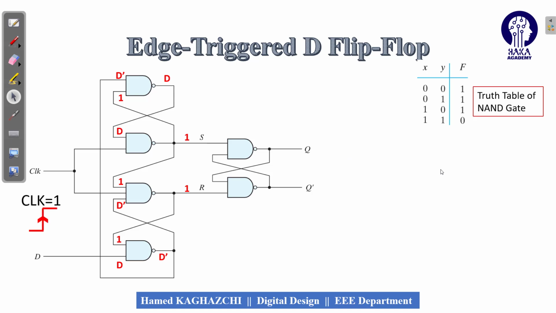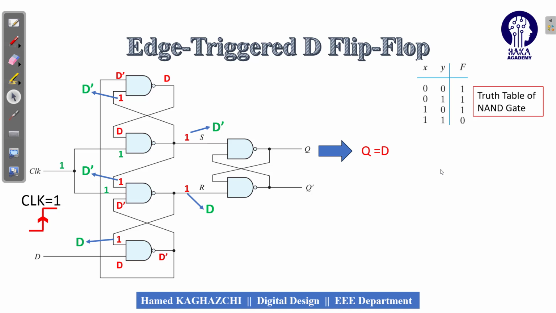Now let's suppose that the CLK is at the rising edge and CLK is equal to 1. When CLK is equal to 1, these two inputs will be equal to 1. Now the output will be changed. This one is converted to D prime and this one is converted to D, because the outputs are D and D prime. This one is converted to D, this one is converted to D prime, because it is connected to D prime. So again here will be equal to D prime.